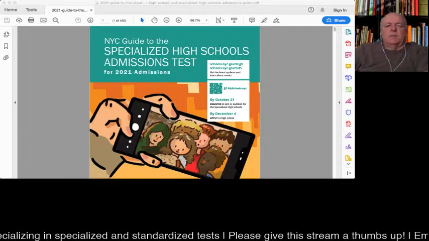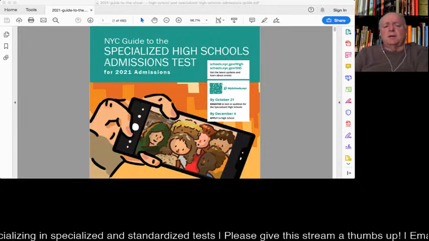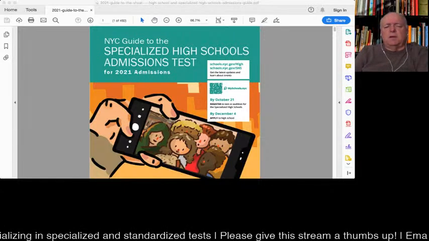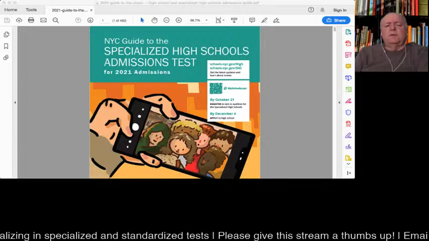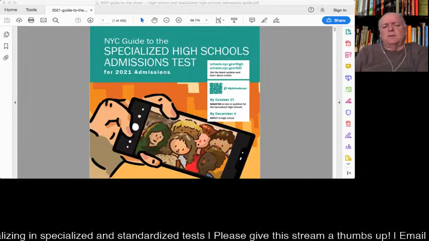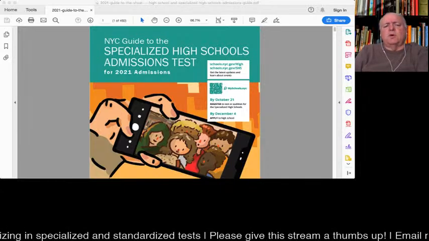This is part 3 of a series looking at the 2021 New York City High School Guide and the 2021 SHSAT Handbook. In Part 1, we looked at some overview things like how to download the documents, and dates and so on. In Part 2, we focused on Form A of the SHSAT Handbook.